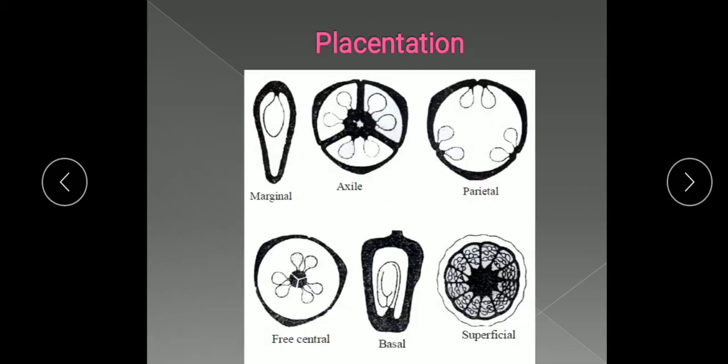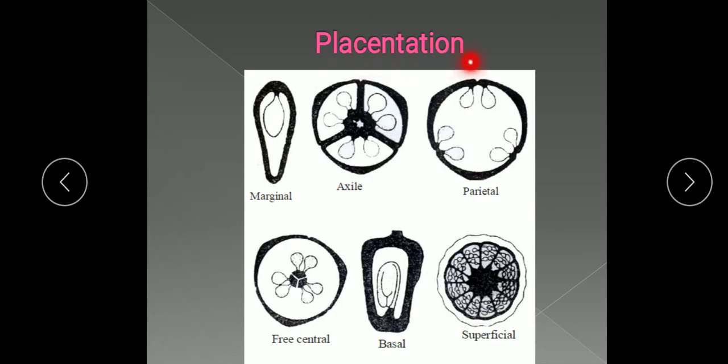Now we'll see placentation, and next we will see the types of ovules. These are not in the syllabus, but I am explaining them here for practical purposes, because you have a practical on the basis of flowers in the next class. So study these points here also.